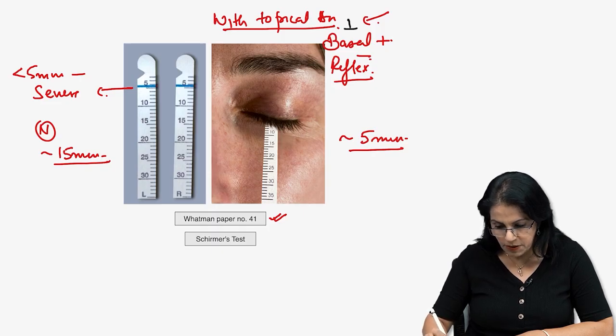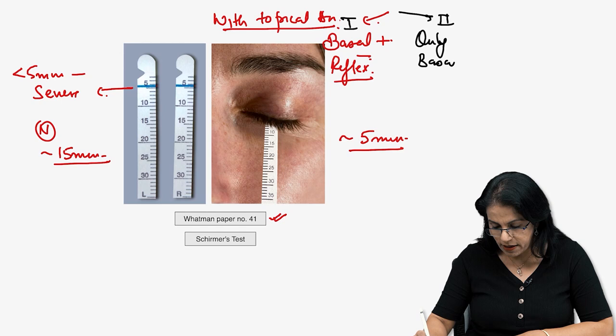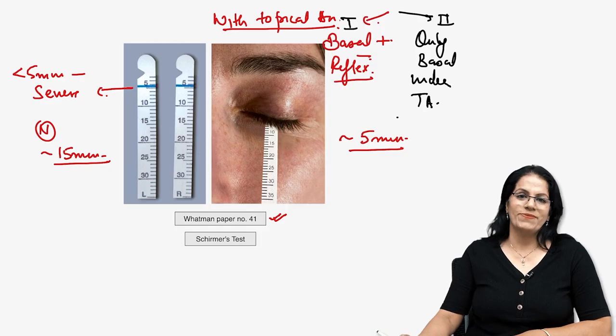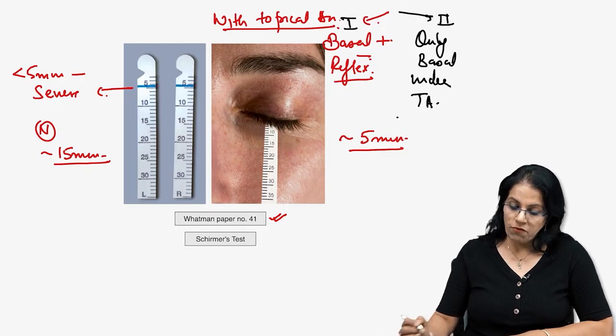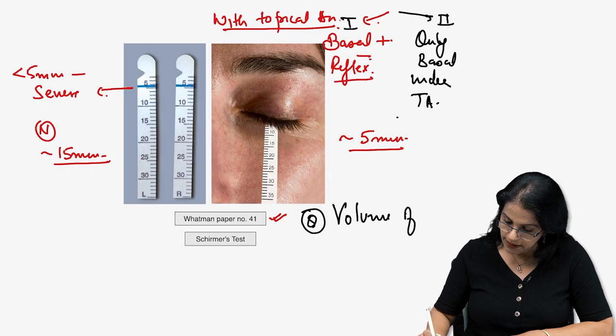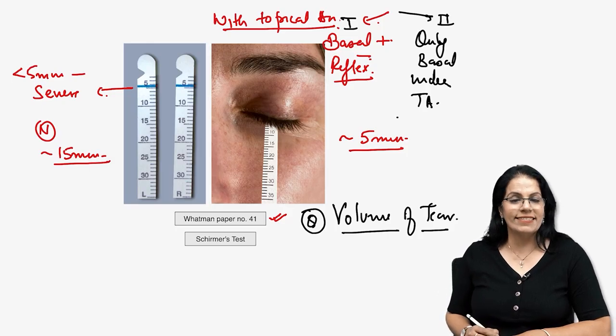And what is Schirmer's 2? 2 means only basal is measured because you are using a topical anesthesia, right. This is Schirmer's 2. And what are you measuring? This is also asked in the exam. We are actually testing the volume of tear. Okay, tear production, or the volume of the tear, is being tested.